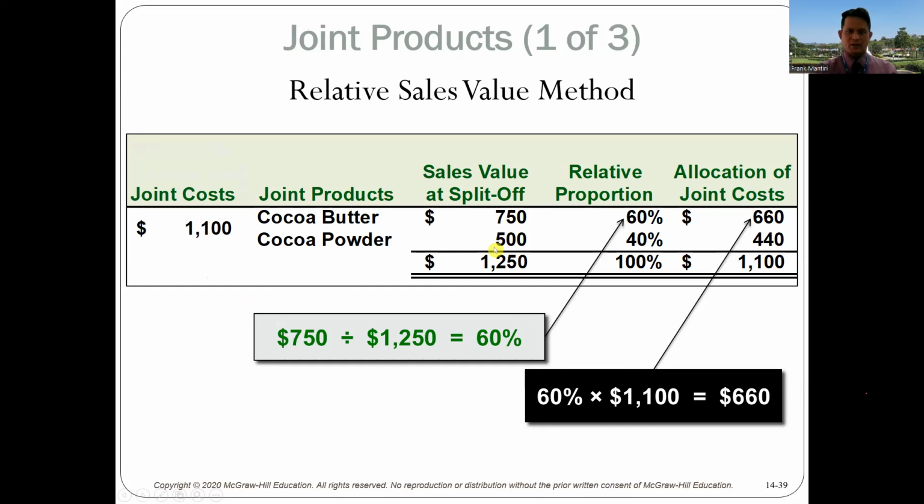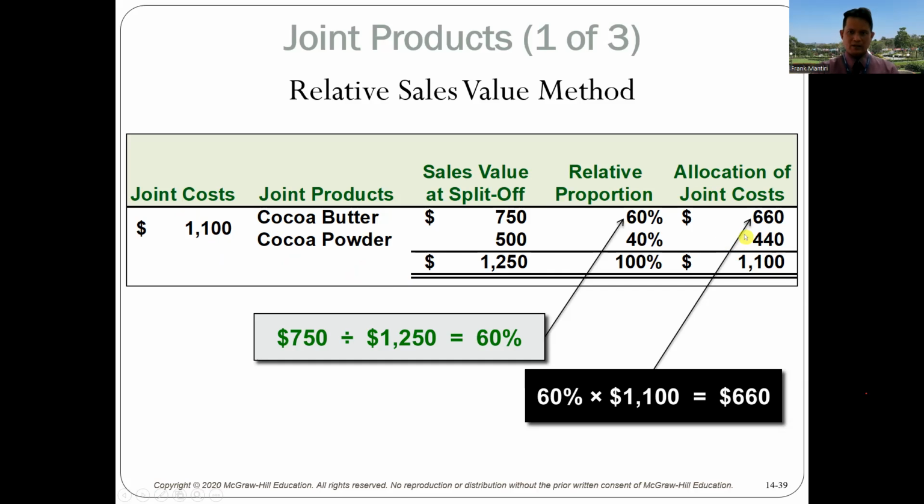Now the proportion of it is 60% and 40%. Now 60% comes from 750 divided by 1,250, which gives you 60%. The 40% comes from 500 divided by 1,250, which equals 40%. The proportion should be 100% in total. So when you multiply 60% by the 1,100 of joint cost, you will get a cost of 660 for cocoa butter and 440 for cocoa powder. The total joint cost is $1,100.